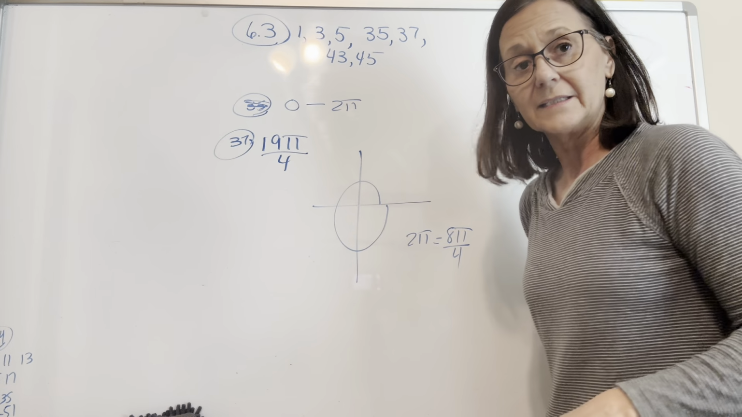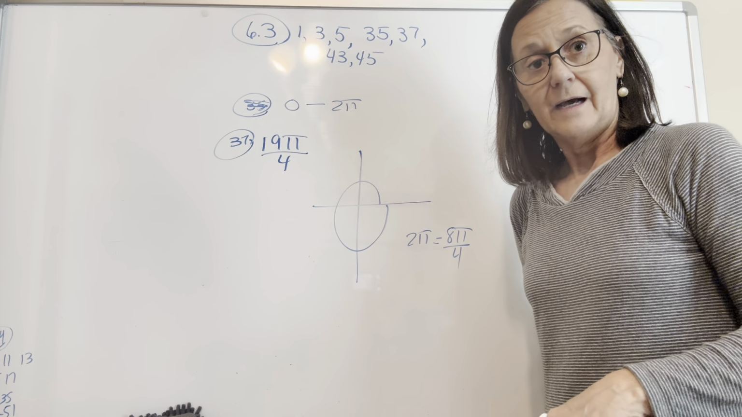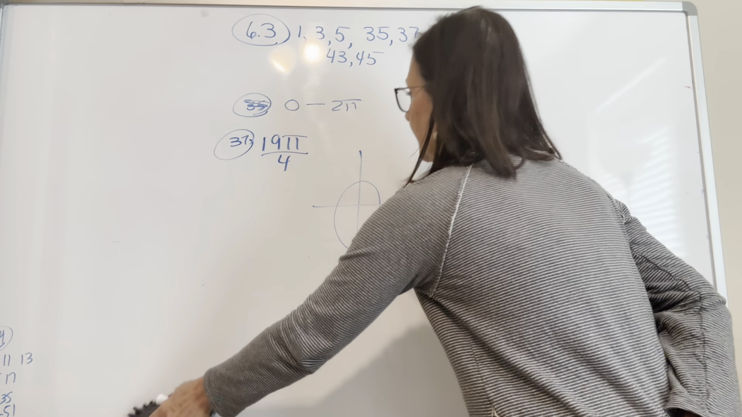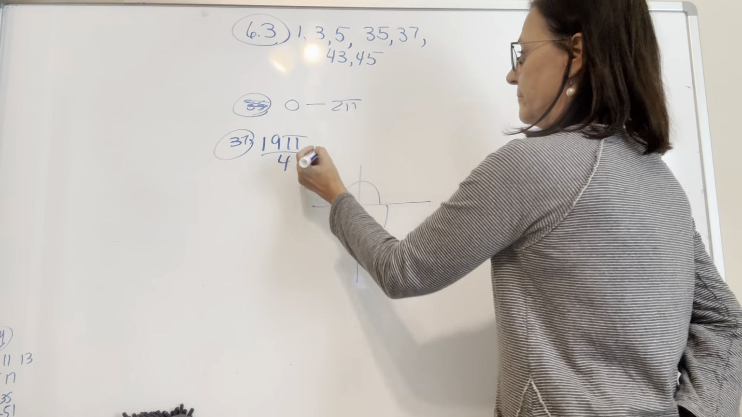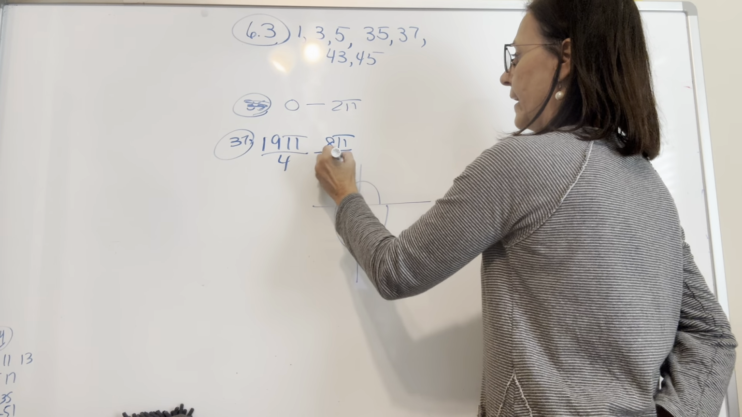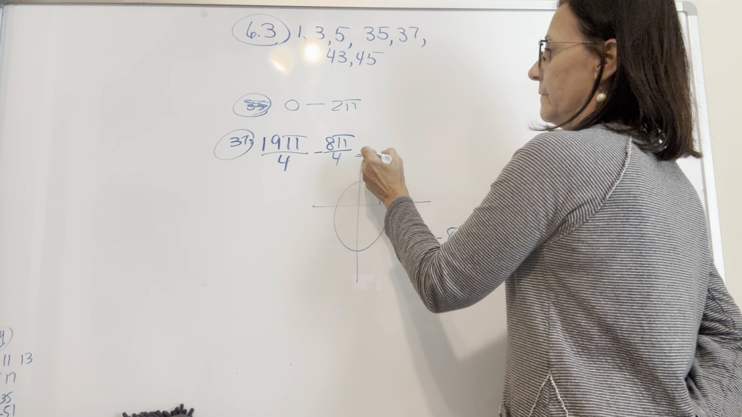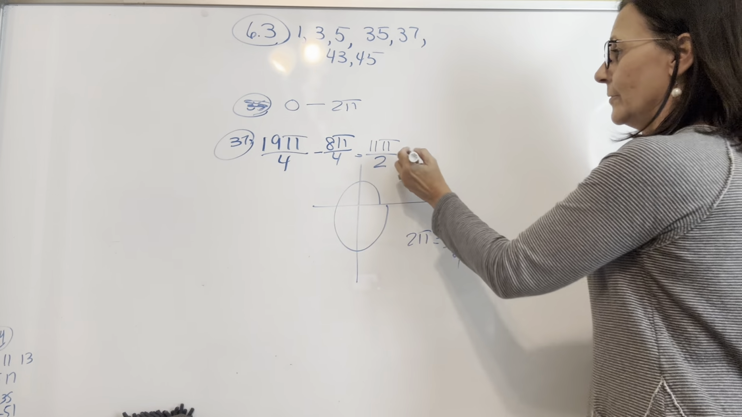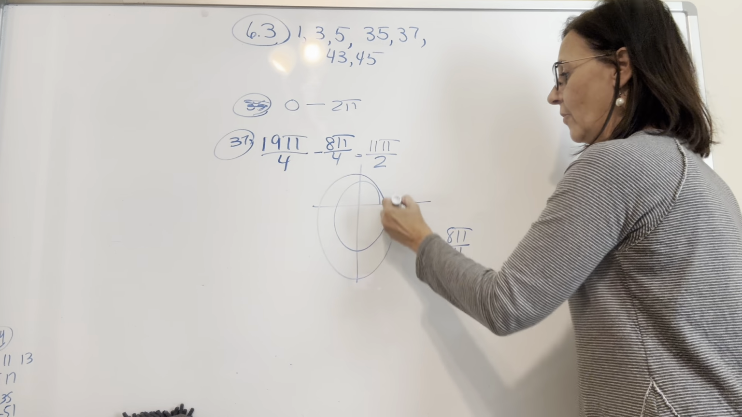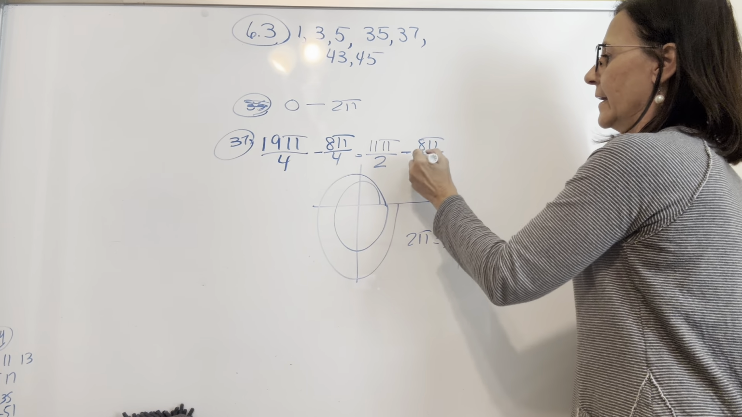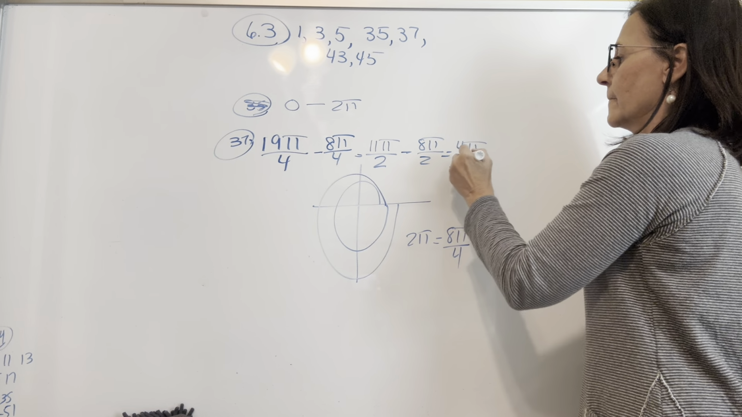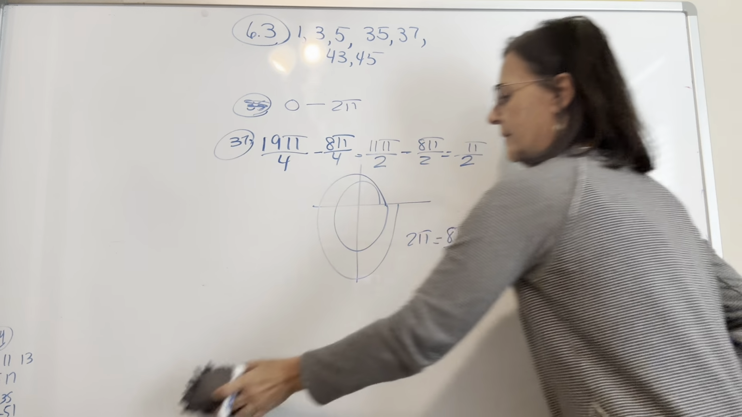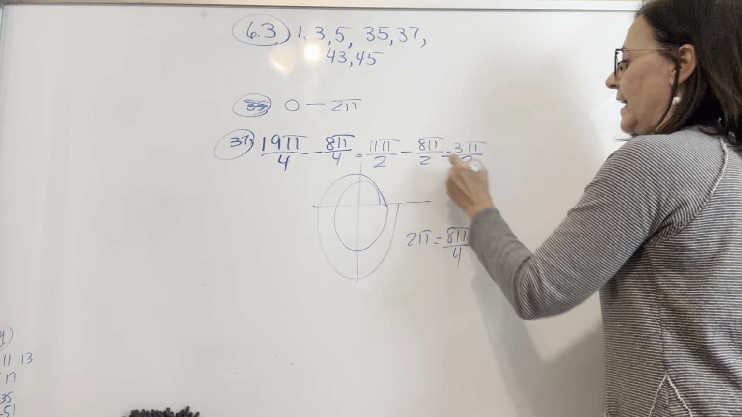So I could keep subtracting 2 pi from that until I get a number between 0 and 2 pi. All right, so I could subtract one whole cycle, which is 2 pi, and I'm left with 11 pi over 4. I can still go another whole cycle, so it's gone around once. It's going to go around again, minus 8 pi over 4, which is 2 pi. That leaves 3 pi over 4. That's the answer.